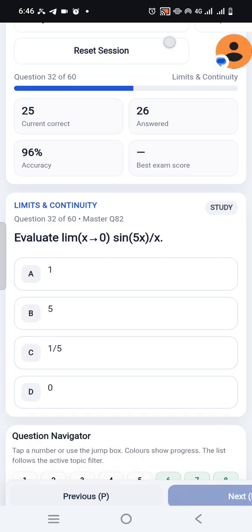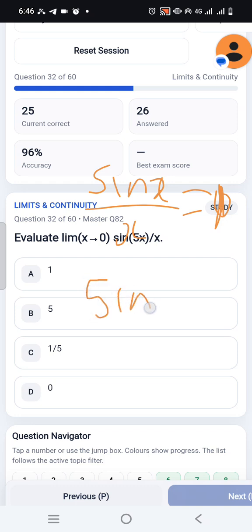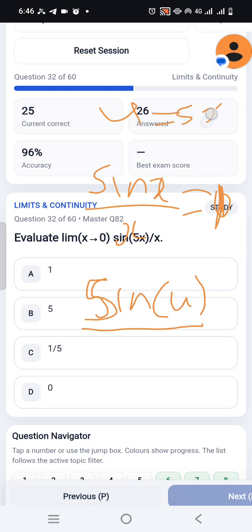x tends to 0 of this. Already, you know that sin x all over x is equal to 1, right? So meaning that sin 5x, let me say my u is equal to 5x. There's a reason why I'm doing that. So if my u is equal to 5x, if I divide both sides by 5, my x will be u all over 5. So I can replace this x with u all over 5.